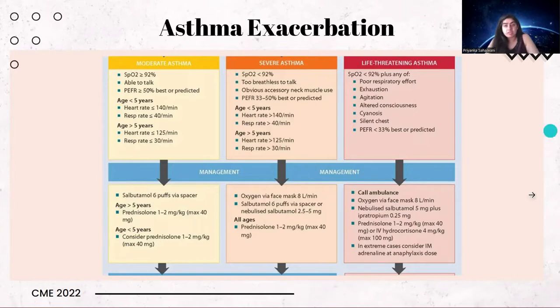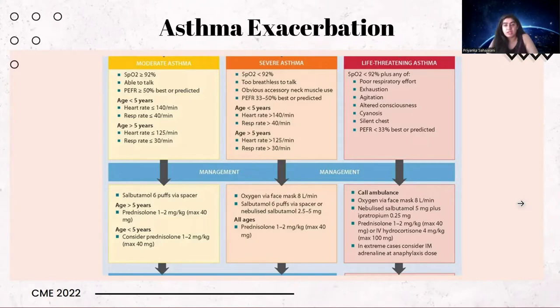If you have severe asthma where SpO2 is less than 92%, but they are not yet in the danger zone, you cannot see their respiratory effort failing. They're not agitated, no loss of consciousness, not confused. They are breathless to talk, but they are still a conscious patient. They still understand what you're saying. Then you will give oxygen via a face mask and salbutamol via spacer or nebulized salbutamol. And for all ages, you will give prednisone to decrease that inflammation because it is the inflammatory exudate that is causing your obstruction.